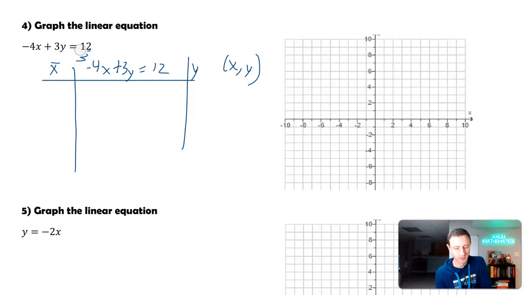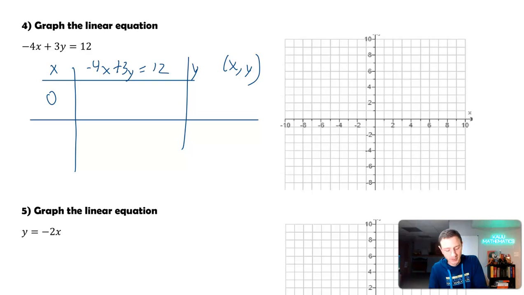So to start off, just think about numbers that 3 even goes into. So like 3 goes into 12. So I know I could use 0. 0 is a good value to use. So I'm just going to write down 0. 0 is a good value to use for my x values because if that's 0, then that's going to be negative 4 times 0, which is 0. So I'll have 3y equal to 12. So that'll be able to do that, no problem.